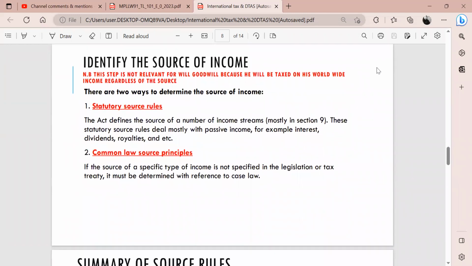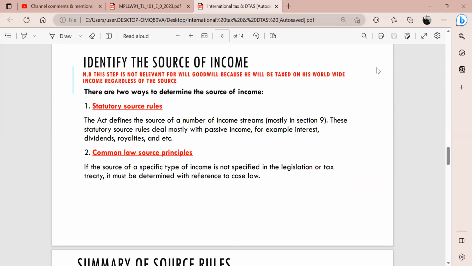Number 2, we need to now identify the source of income. Take note that this step is not relevant for Will Goodwill because he will be taxed on his worldwide income regardless of the source. Remember, resident taxpayers will be taxed on their worldwide income. Non-residents, however, will be taxed on income from a source within the Republic.